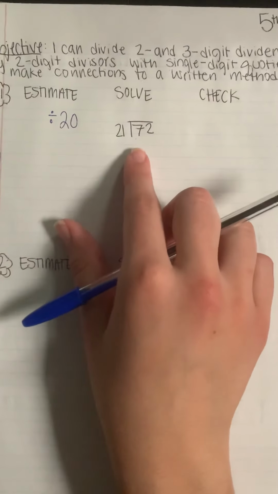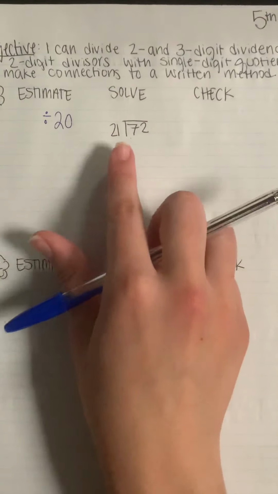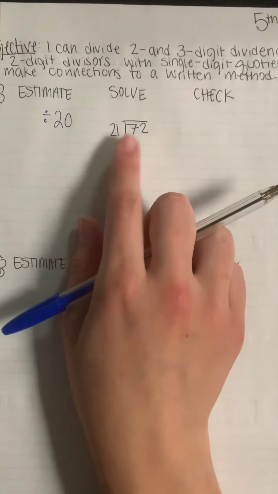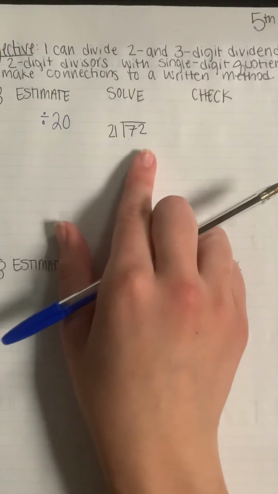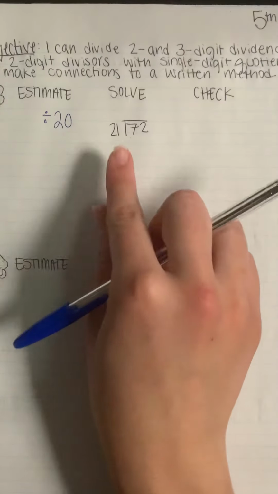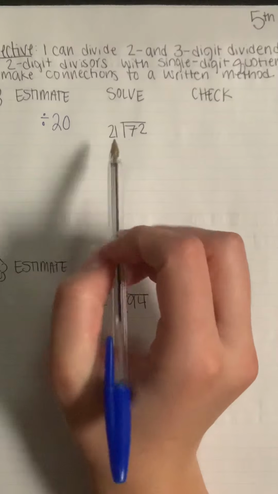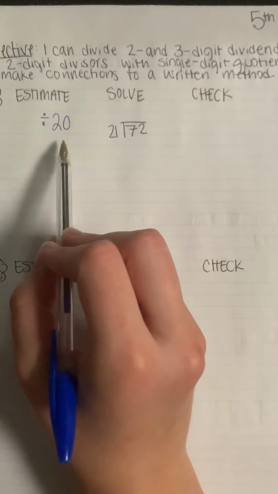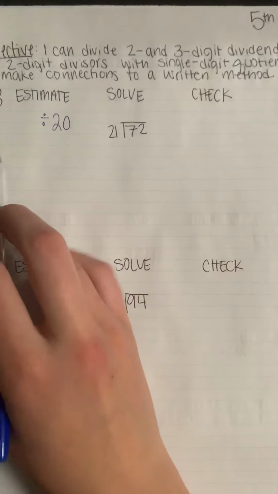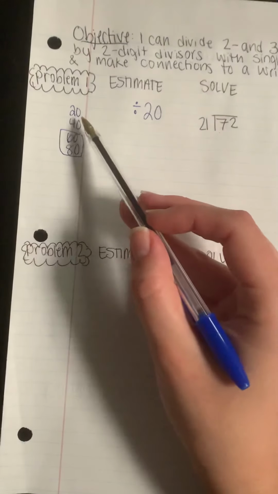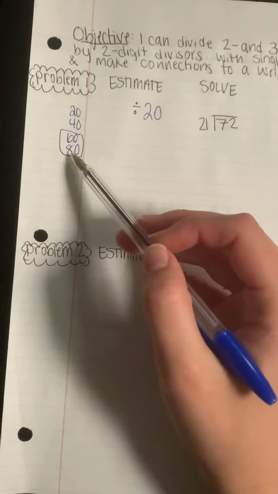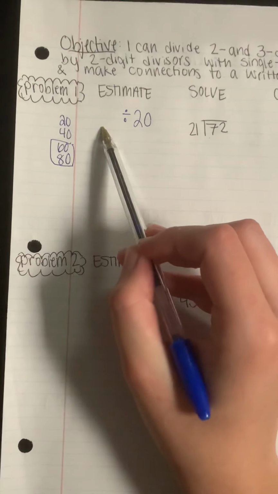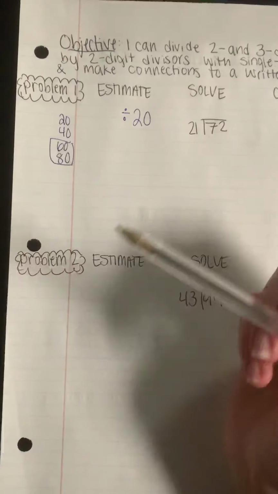So it's the same process that we've used in the previous lesson as well. Estimate, solve, check. We've been given 72 divided by 21, and I need to estimate before I can actually solve. So 21 is our divisor, and we always round that first. So I rounded it to 20 here, and I started listing out the multiples of 20 so that we could find a multiple of 20 close to 72. That would make this division easy.